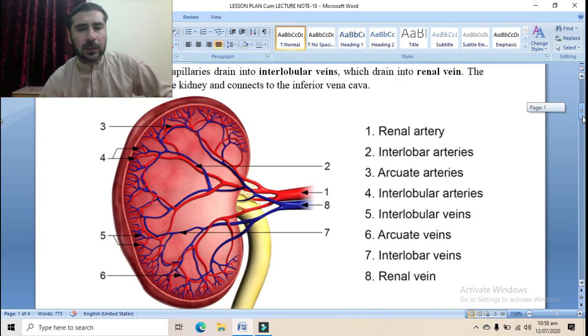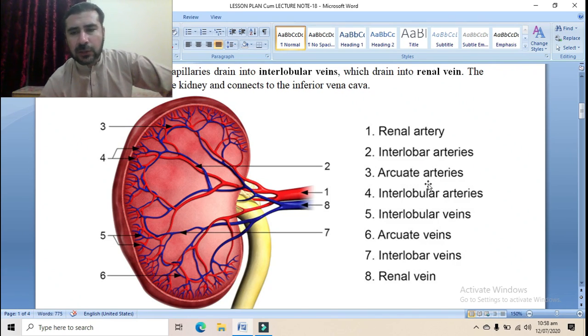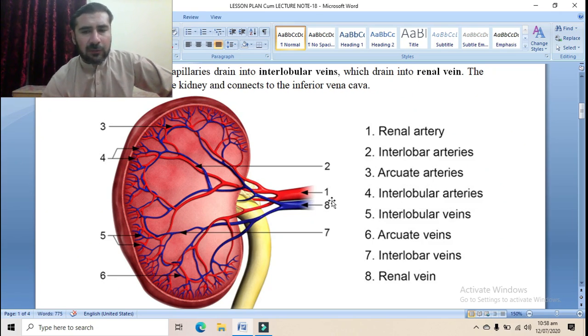Now we will look here. These blue ones are basically the interlobular veins. These are shown here, interlobular vein number 5. These will combine together to form the renal vein, this broad vein. It will enter into the inferior vena cava and the inferior vena cava will move towards the heart.